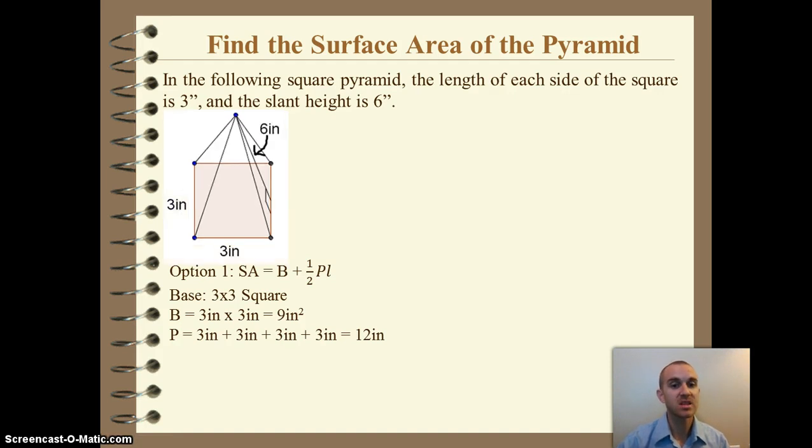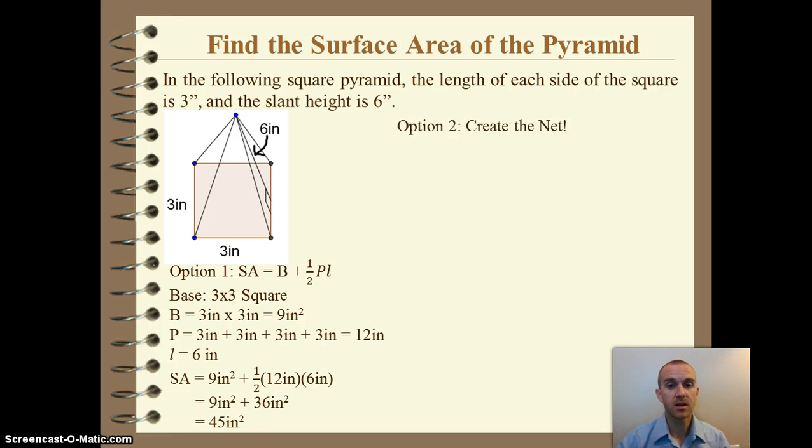The slant height was given to me. That's representing the height or the altitude of each of the triangles on the sides. That's 6 inches. So I just put the parts into the formula: area of the base plus 1/2 perimeter times slant height. 9 plus 36 gives me 45 square inches.